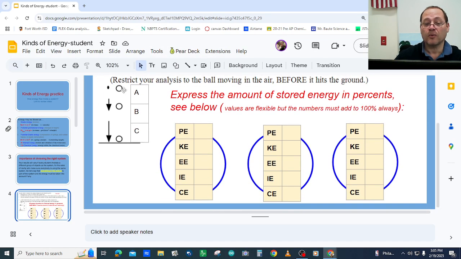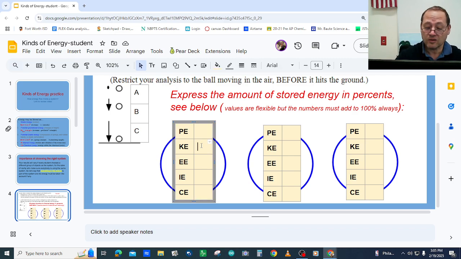Alright, so point A is the highest point, but it hasn't started moving yet, so the kinetic energy is 0. If you look at the ball, you see the ball is not burning, so there's no chemical energy released, so this one is going to be 0 also. And the ball is not being compressed or stretched, so we can say that the elastic energy is not present. Alright, so the atoms inside the ball and the air around are moving, so we will assign a certain amount of internal energy. Remember, internal energy is the energy of the atoms and molecules moving inside a substance.